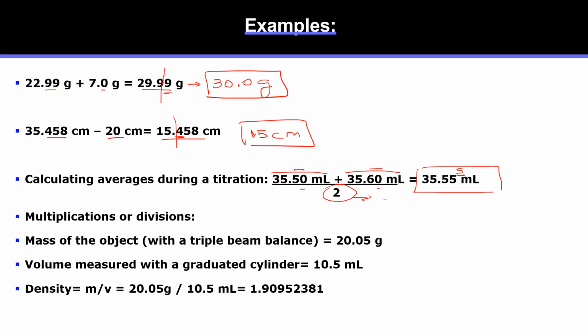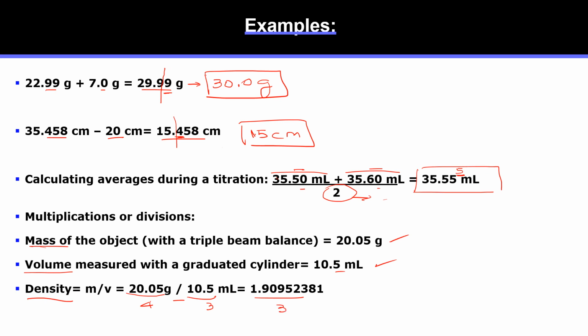In the last one, we have the mass of the object and the volume of the object, and we need to calculate the density. The mass is measured with the triple beam balance, which measures masses with 2 decimals. But the graduated cylinder shows only 1 decimal, and the last decimal was 5. So when we do our division, in this case, we need to count not the decimals, but the significant digits. Here we have 4, here we have 3. So this number should show 3 significant digits.